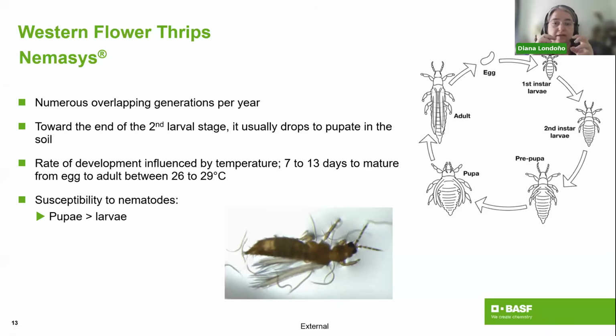Yes, so we are talking about the immatures and also about the pupae. The adults are very difficult. If you apply the nematodes in the foliar, you have to try to protect the nematodes. Sometimes we use some adjuvants that give a kind of protection for some hours, but definitely the best application is in the soil.